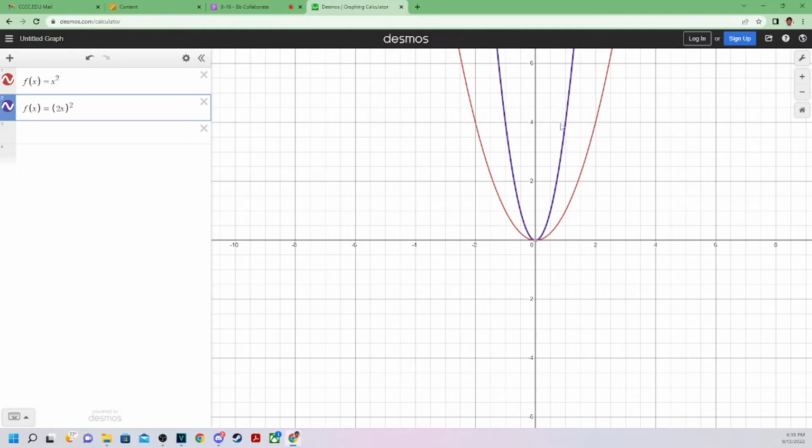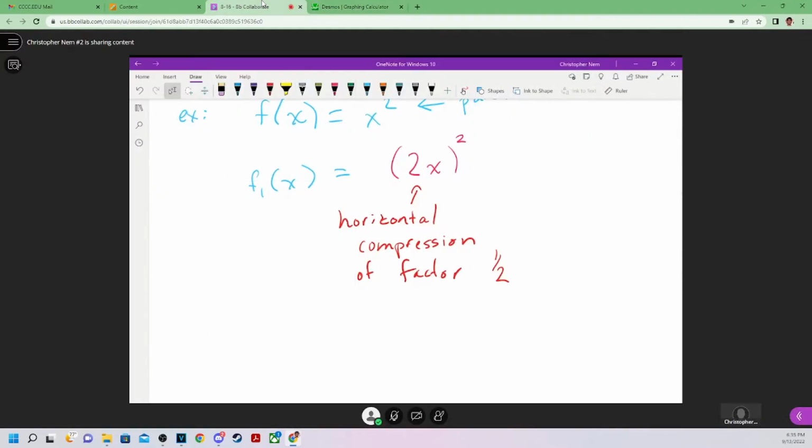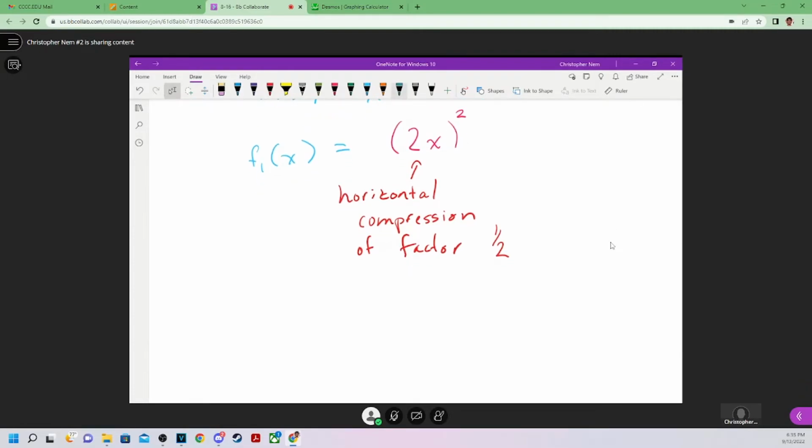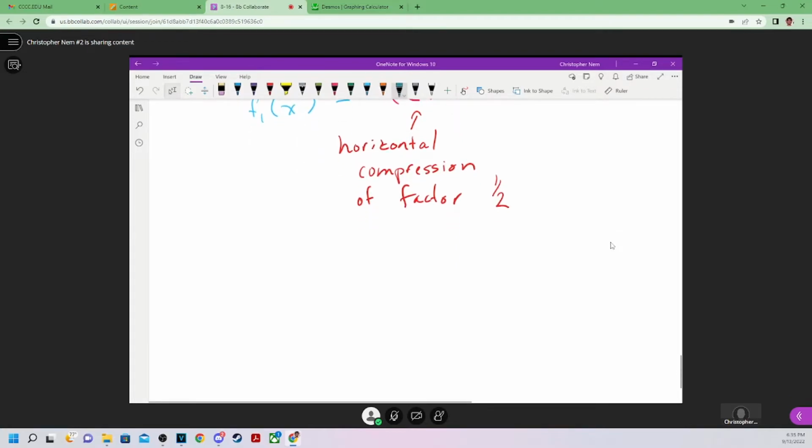All right? So a horizontal compression or stretch may seem stronger at times than a vertical stretch or compression, because the function itself is applying its transformation on it. Whereas if it was outside my function, I don't get to apply my function to it. So this has a horizontal compression of a factor of 1/2.